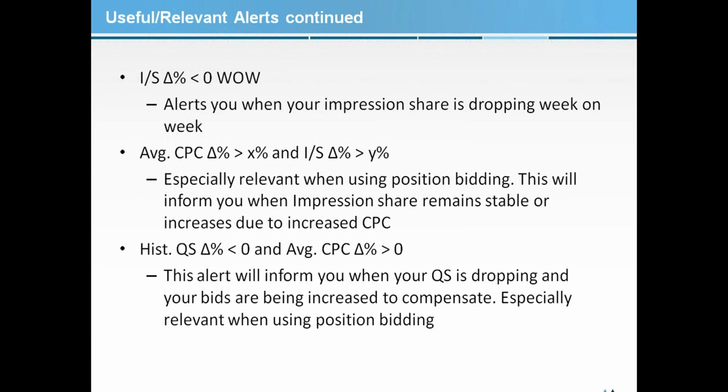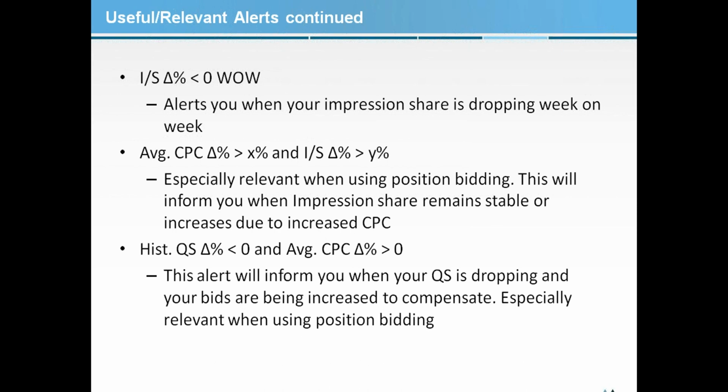But we're also interested in circumstances when the historical quality score change is negative or less than 0, and the average CPC change is greater than 0. And what this report will do is it will inform you whenever your quality score is negative or is dropping, and however your bids are being increased to compensate.